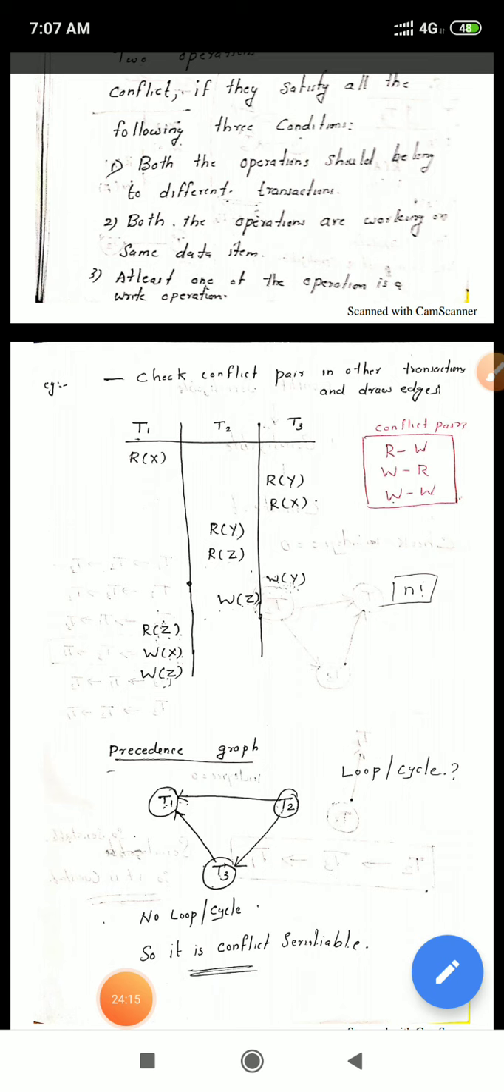Now we have to check for a loop or cycle. From T1 there is no arrow or edge going out. So we have T2 to T1, T2 to T3, and T3 to T1. There is no loop or cycle. That's why it is conflict serializable.